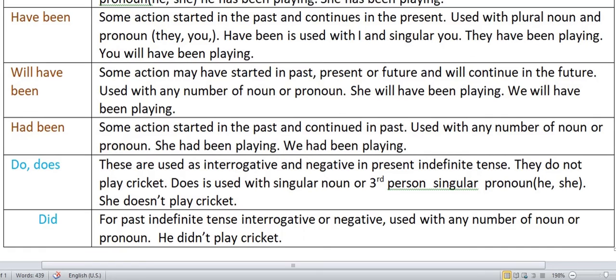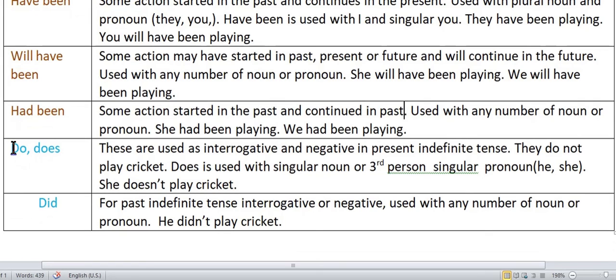Next we have do and does. These are quite different. If you have watched my other video, tense meaning, I mentioned that do and does are not used for specifying the starting, continuity, or ending time. Do and does are used as interrogative and negative in present indefinite tense.